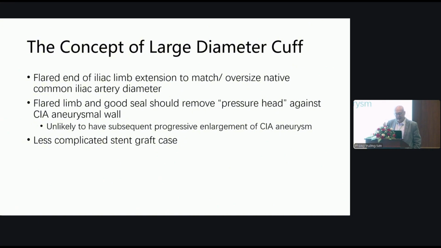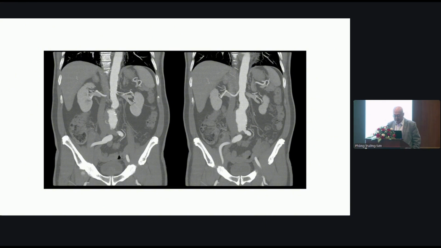So the idea is that if you have a flat limb and you have a good seal, you will remove the pressure head against the aneurysmal wall. Then progressively, you should not have any more enlargement, and that should solve the problem. And it helps because it makes a case less complicated. You don't have to do an iliac branch graft. A typical case like this would be nice.